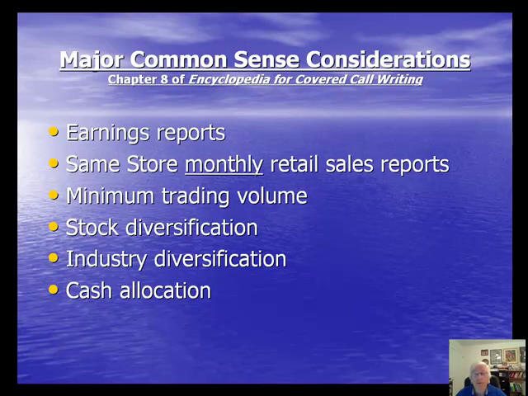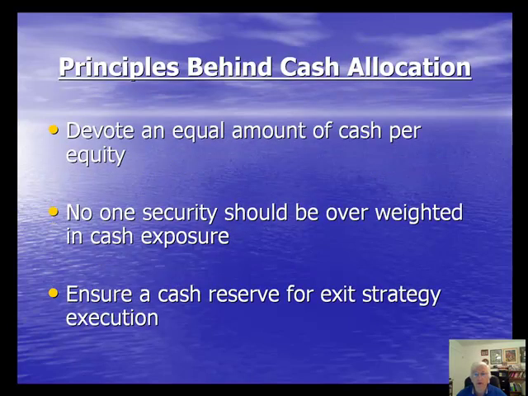We want our stocks to be properly diversified. We don't want to own 5 stocks all in the computer hardware industry. And we don't want to have the same stock more heavily weighted than all the others. So the rule of thumb basically is that no one stock should represent more than 20% of our portfolio, and no one industry should represent more than 20% of our entire portfolio. And of course we also have cash allocation, which is the topic of this video. So let's take a look at some of the principles behind cash allocation.